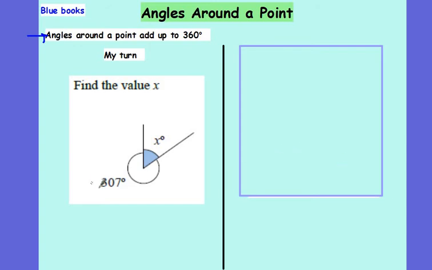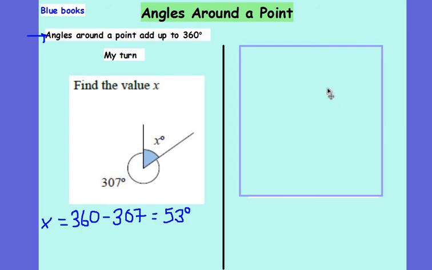Right, Year 9. I'm going to go through an example and then you're going to go through an example. My example asks me to find out what x is. I know that the angle all the way around this point is going to be 360. So to work out what x is, I need to do 360 take away 307. So that remaining angle there is going to be 53 degrees.